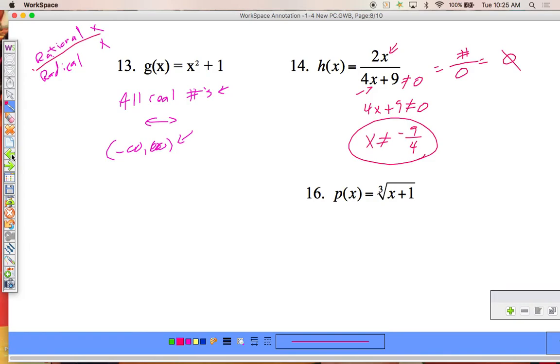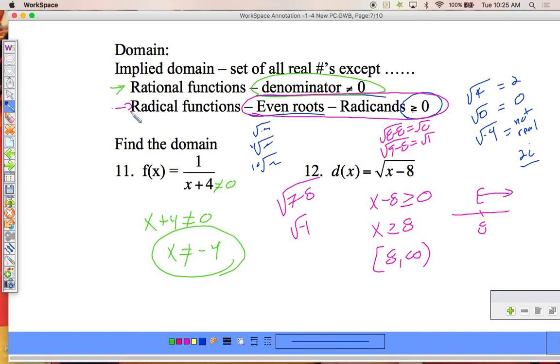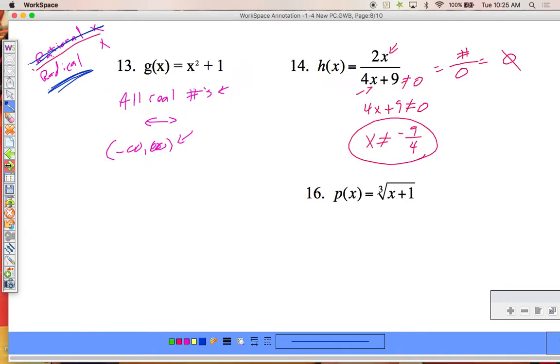All right, last one, I believe. Yep. P of x is the cube root of x plus 1, so it's not rational, but it is radical. I do have a radical function, but I'm going to step back and say the radical function's even roots have to be greater than or equal to 0 underneath. But I have an odd root. Since it's odd, it's all real numbers. I don't care. If it's the third root, the 13th root, the 131st root of something, I can put in any number, because we're going to look at this.